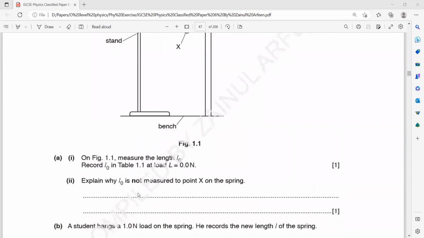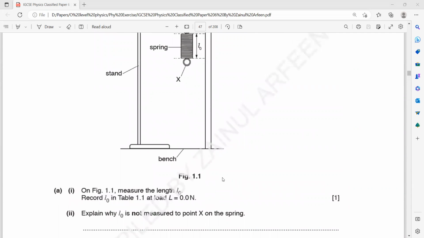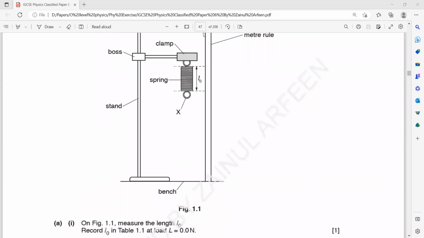Then explain why L naught is not measured to point X in the spring. Like why we did not measure till point X. We just measure the length of the coil. Why do we ignore X? Because it doesn't extend. What will happen is it won't change its length even when extension is there. It will remain fixed.